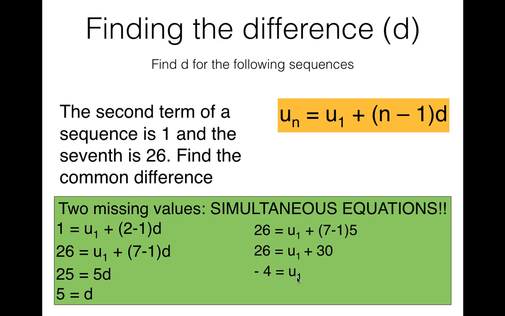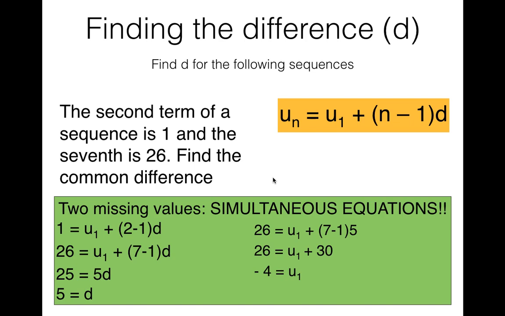So if I work it all out, U1 was actually minus 4, which makes sense because the second term is 1, the 7th term is 26. So in order to get to 26, I must have added 5 each time, and so I must have minused 5 from this value here to get U1.